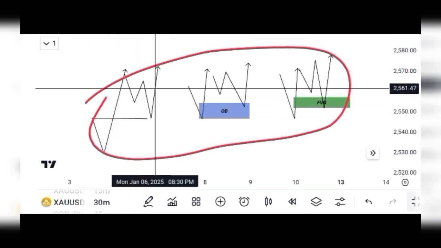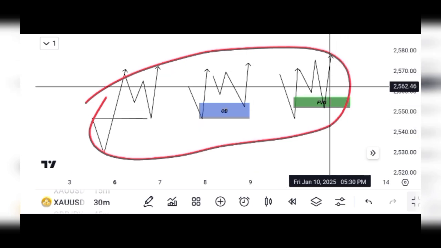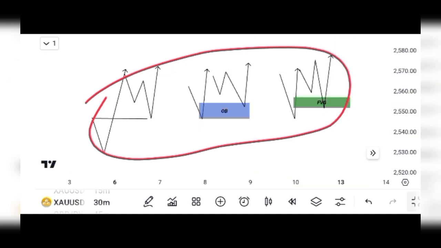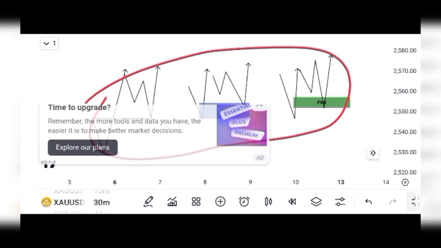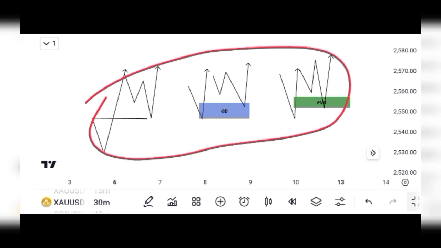I use breaker block, I use order block, and I use fair value gap. If you want to look for these entries, please make sure you analyze market structure and then look for these entries according to that market structure. If the market structure is bullish, make sure you look for bullish entry. Don't look for bearish entry. If you look for bearish entry, you will lose.